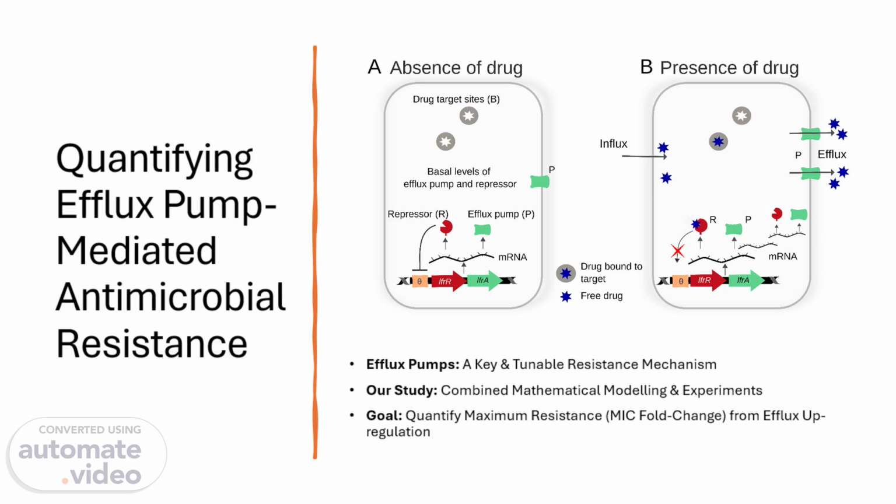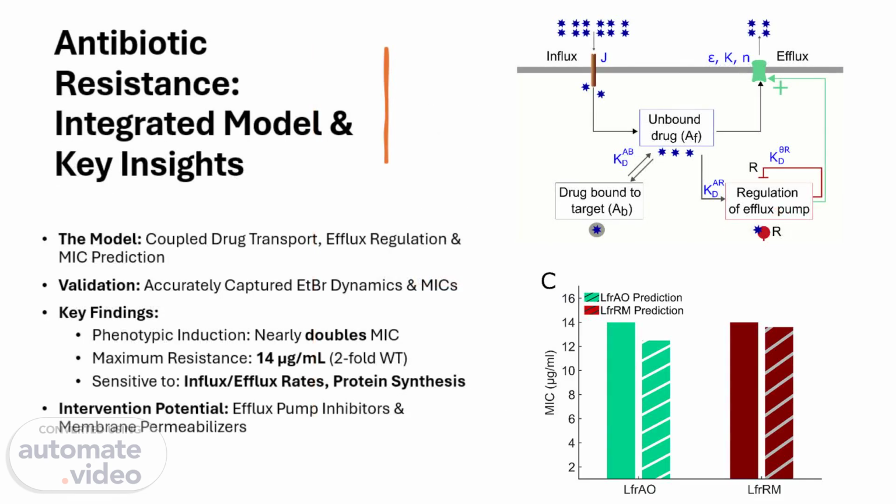Our integrated model captured coupled drug transport, efflux regulation, and MIC prediction. It was rigorously validated by accurately capturing ethidium bromide, EtBr, dynamics, and MICs. Key findings revealed a phenotypic induction that nearly doubled the minimum inhibitory concentration, MIC, with maximum resistance reaching 14 µg/mL, a twofold increase over wild type.